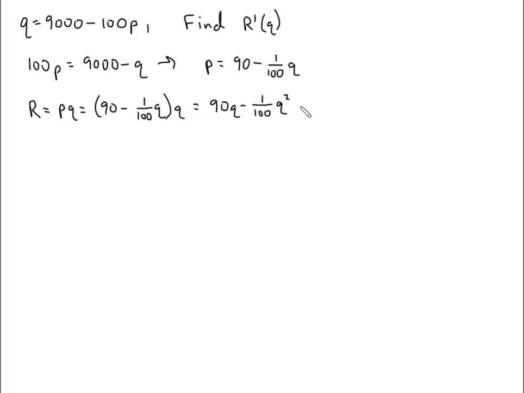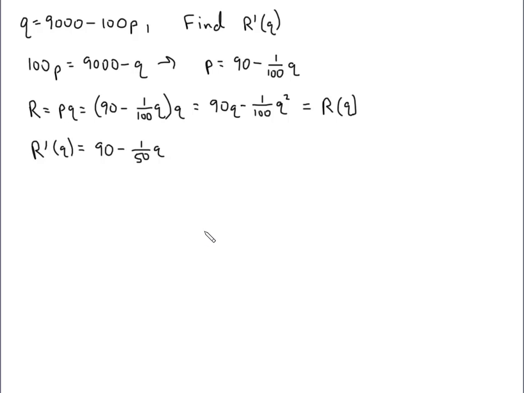Okay, and then, so this is the R function. In fact, we can now even call this R of Q, since Q is the input value. This is R as a function of Q. And then we want to find the derivative of this, R prime of Q. Okay, so we just take the derivative of this function, put the 2 down in front, so that's 2 over 100, that's the same as 1 over 50 Q.